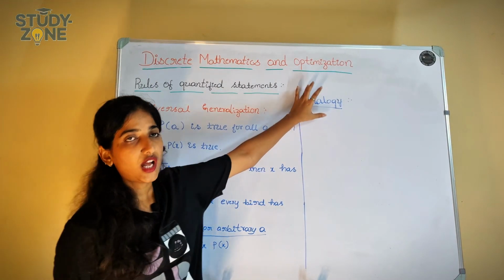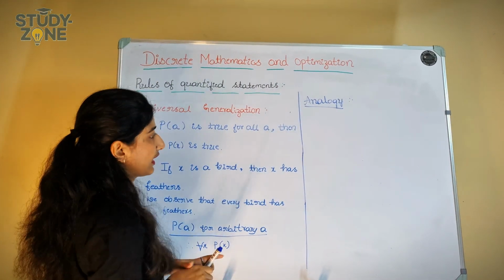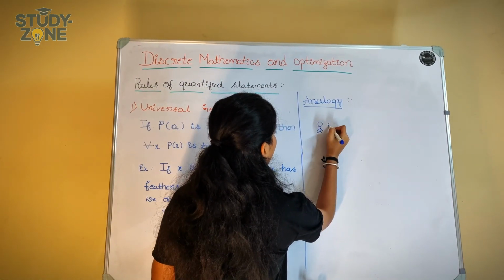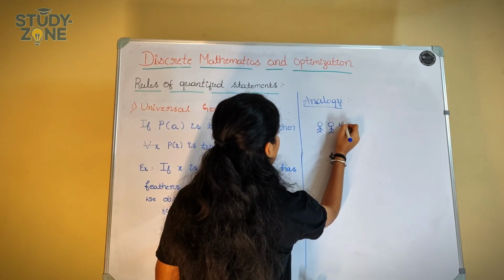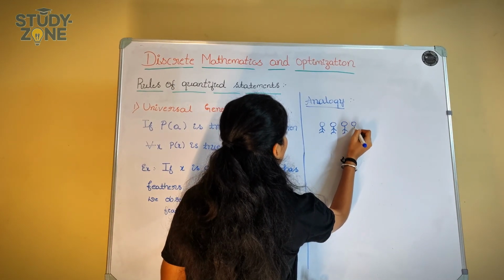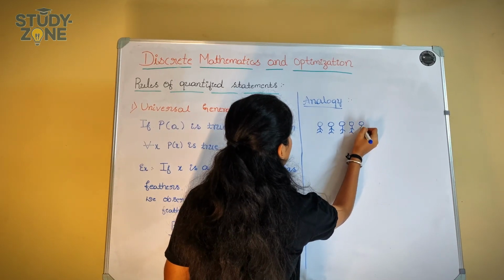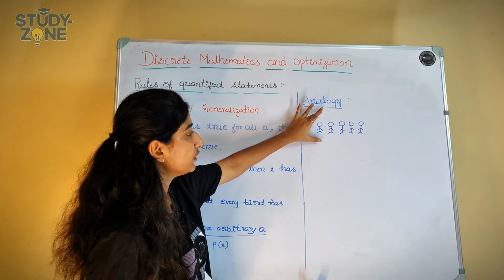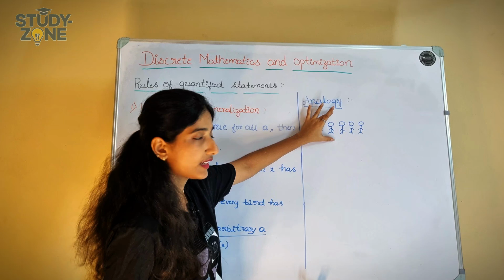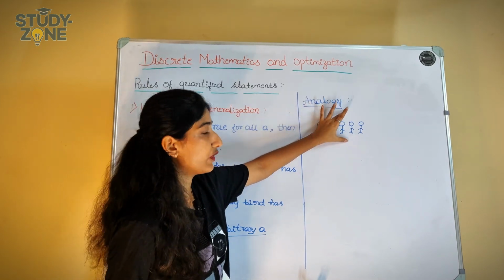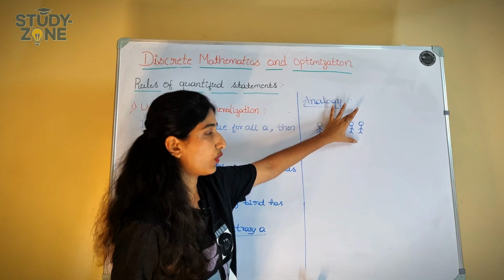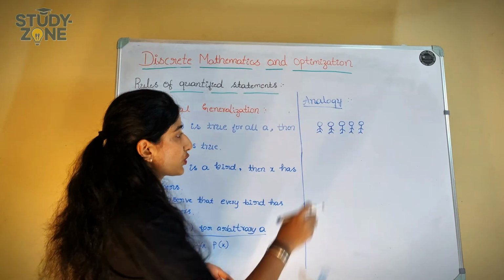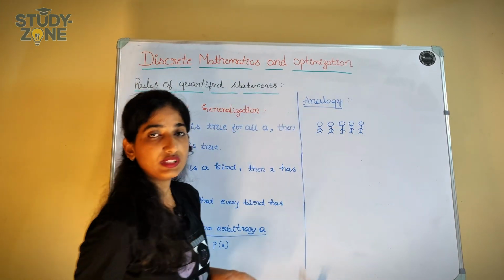Let us take one analogy for this. Let us take that there are 5 students here. Here is Ram. Ram is following one rule in the class, and Sita is also following this rule in the class. Ravan is also following that rule, Rohit is also following that rule, and Suresh is also following that rule in the class. So all are following the rule in the class, correct?